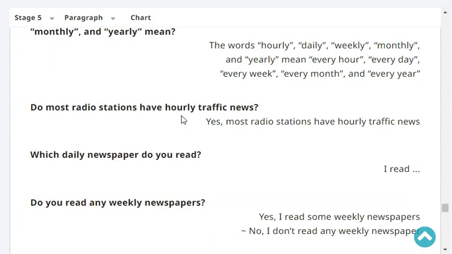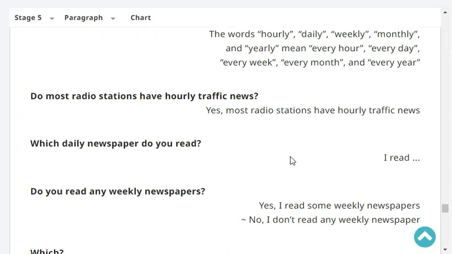Every year. Do most radio stations have hourly traffic news? Yes, most radio stations have hourly traffic news. Which daily newspaper do you read? I read Sankei newspaper.